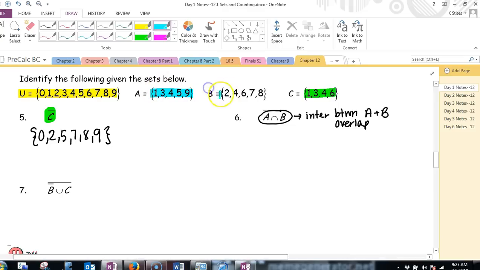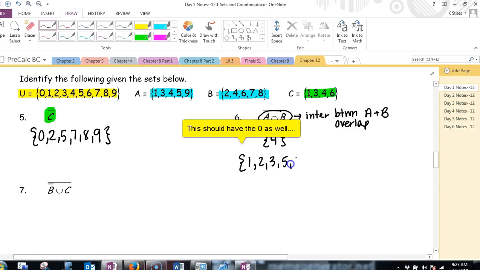What do they have in common? Well, let's look. Here's A, here's B. What do they have in common? They have a 4. So they just have a 4 in common, and so that means the complement of that is everything that is not in here that is in the universal set. So that would be everything but the 4. So 1, 2, 3, 5, 6, 7, 8, 9.